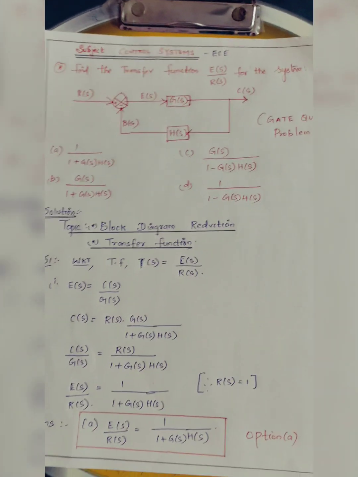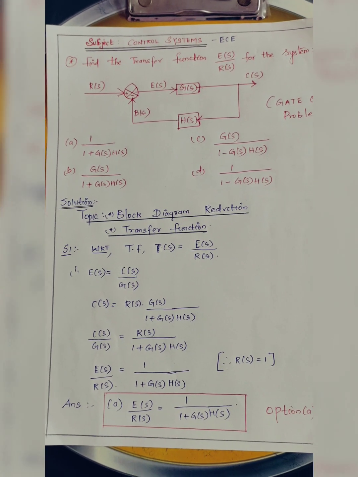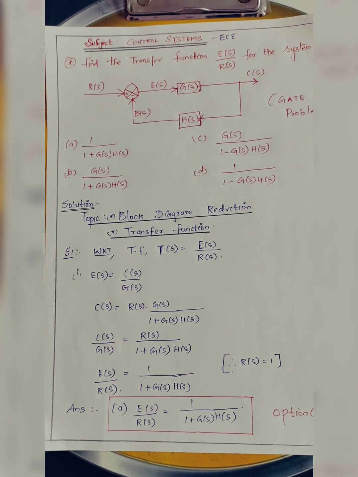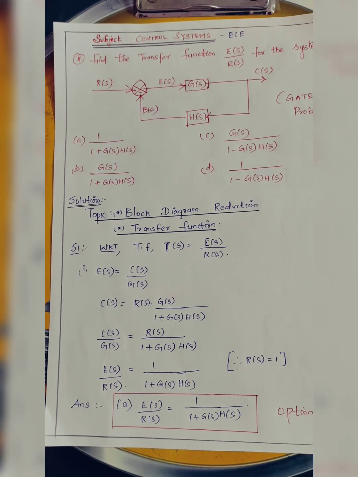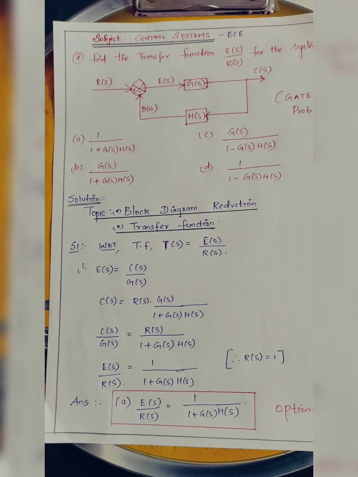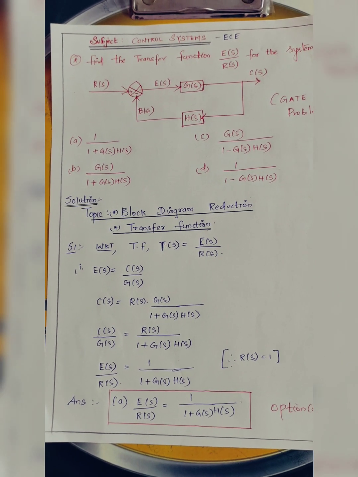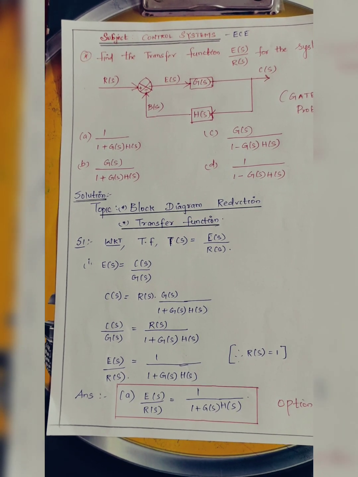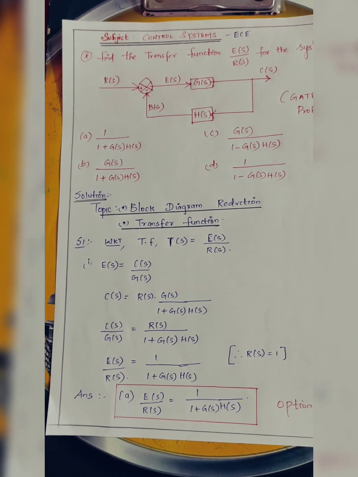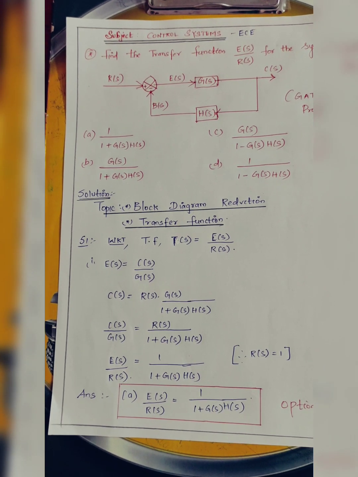Look at this problem. It's completely reduction of the block diagram. Based on this block diagram, we need to find the transfer function. The question is E of S by R of S. You can simplify, reduce the block, then you get the answer. From this answer, you need to find E of S divided by R of S. Okay.